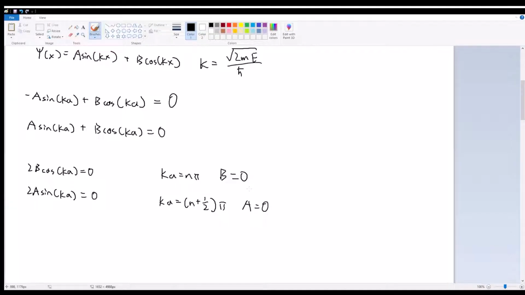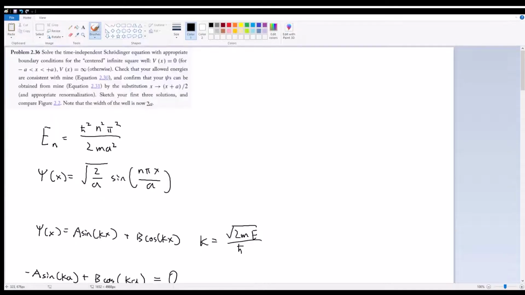If we actually wrote them out for k, then we get that k is equal to n pi over a, or k is equal to n plus 1/2 pi over a, where n is equal to 1, 2, 3, etc. So this is where the first tricky part comes in, because this solution implies that the width of the well is still just a. Because remember, the hint we were given was that the width of the well is now 2a.